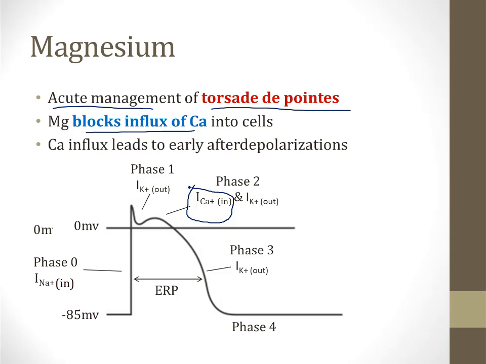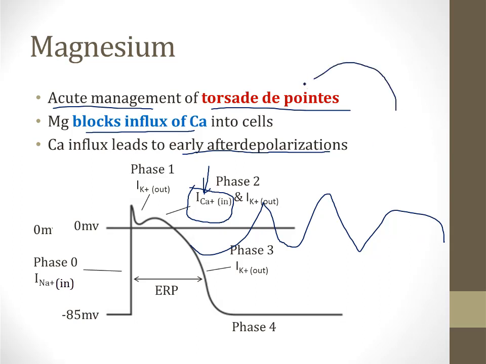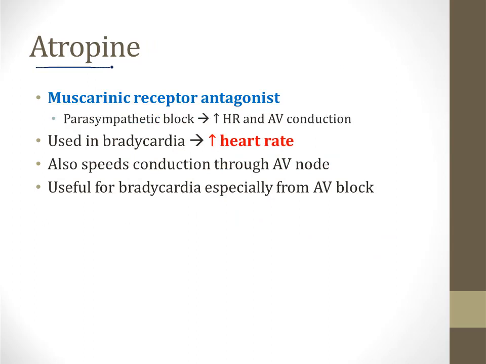It's thought that calcium influx contributes to torsade by causing what's known as early afterdepolarizations. These are depolarizations of the ventricular myocyte that occur during phase 3, where the cell suddenly depolarizes again and again and again. It's thought that calcium influx contributes to these, and magnesium will block that calcium influx, and this can improve torsade de pointes.